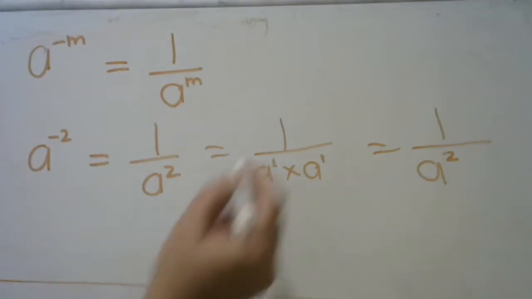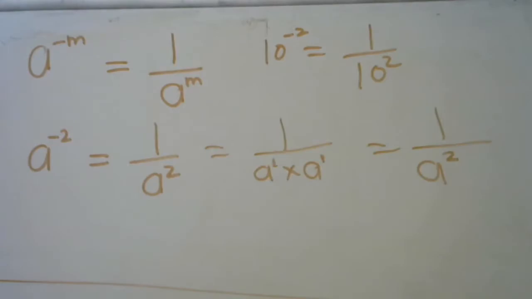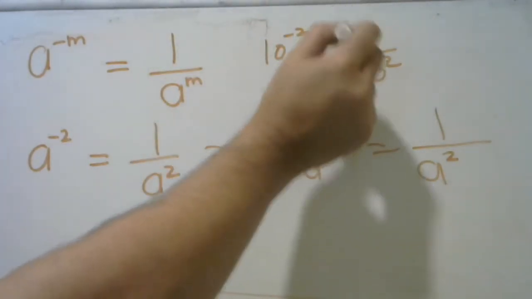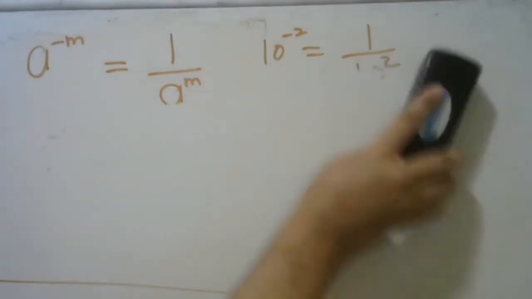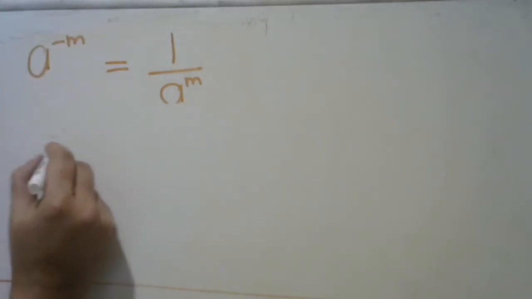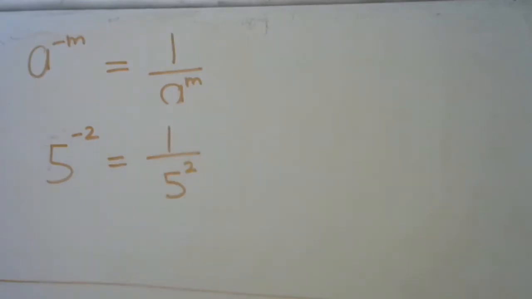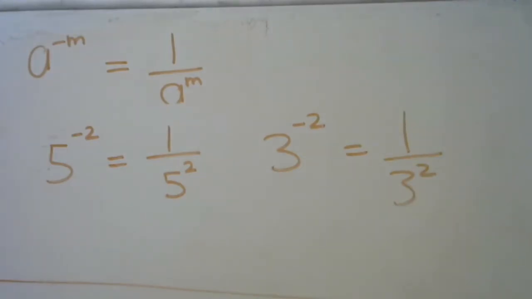So let's take an example. 10 to the minus 2 is the same as 1 upon 10 to the 2. Get it? This is positive 2 here now. But this minus means you put 1 upon and you change this to a positive. Right? So we can look at a few more examples here. 5 to the minus 2 is the same as 1 upon 5 to the positive 2. 3 to the minus 2 is the same as 1 upon 3 to the positive 2. Right? So we'll look at the next rule.